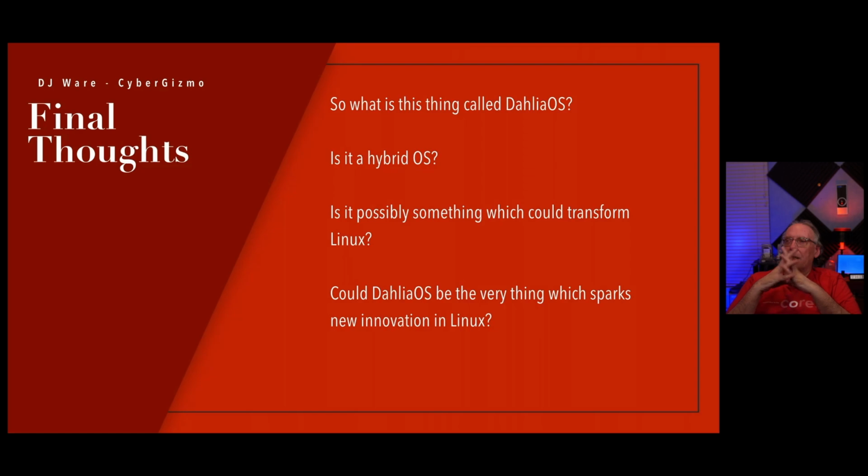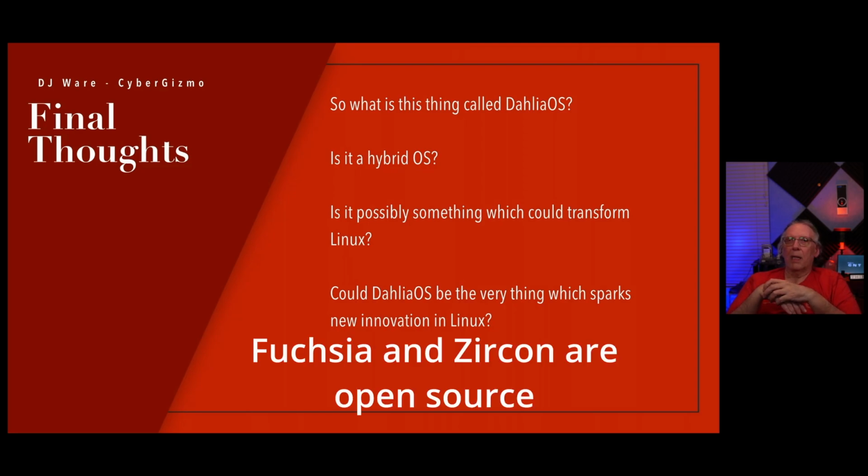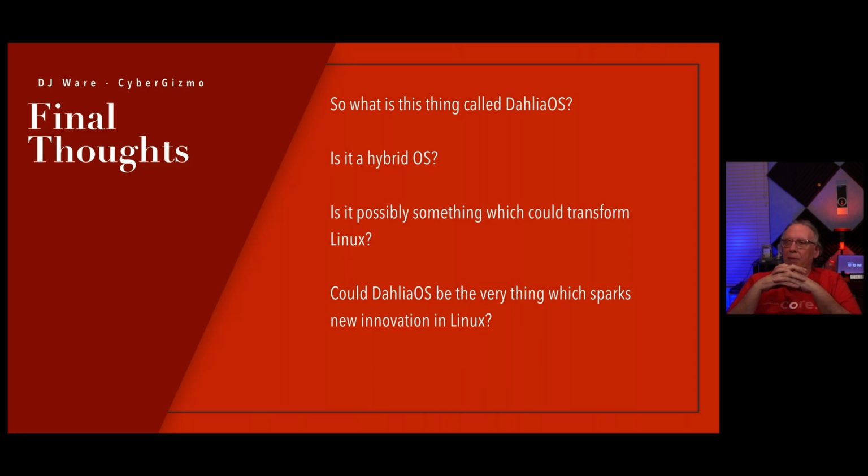So would this be something that would spark a new innovation in Linux? I think so. I mean, it's always been a user-driven community, right? So you have the Linux group that's in control of the kernel, but all of a sudden this introduces Google as a potential control for the kernel. Now, Zircon I believe is open source. We can check on that, but I do believe it is. But this could be the kind of thing. I don't know if it'll be DaliaOS that does it.